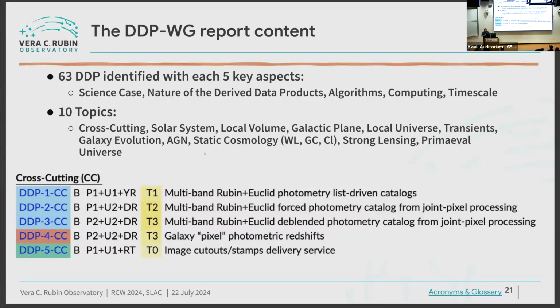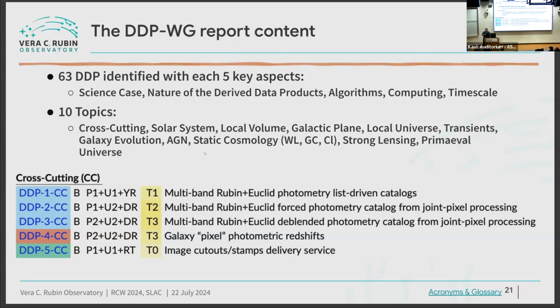Cross-cutting means products that would be useful for multiple science cases. And then: solar system, local volume, galactic plane, local universe, transients, galaxy evolution, AGN, static cosmology, strong lensing, and primeval universe. So nearly everything you could want. I'm sure somebody has something we've missed, but that was all included in the report.